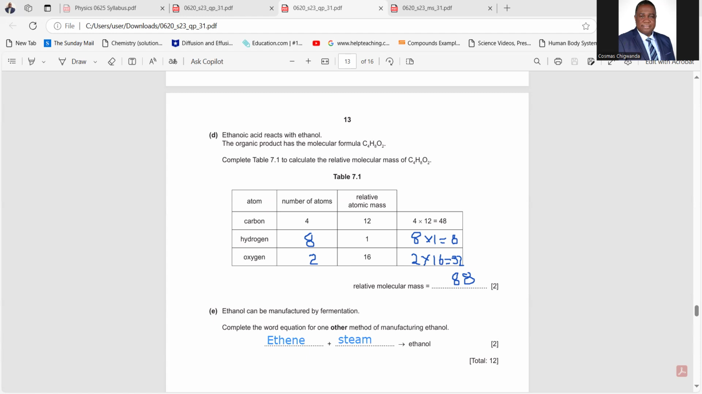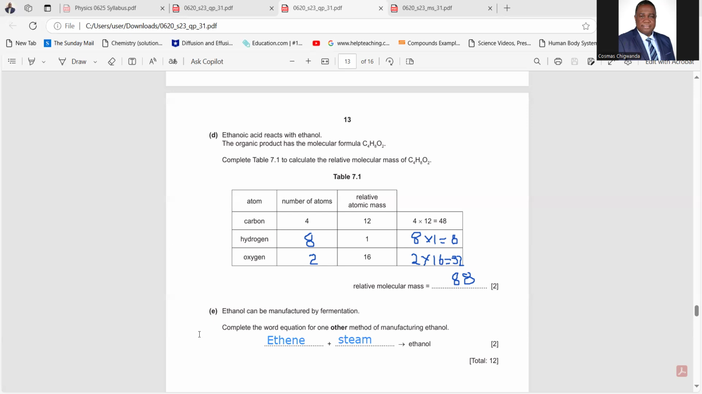So there are 2 acceptable answers here. You can either say ethene plus water or ethene plus steam. I hope you remember that water can exist in 3 physical states at room temperature. It can be liquid water that we drink. If you put the water in a freezer, it becomes ice, but if you boil it, it becomes steam. So in this case, we want to make the reaction faster. So we say ethene plus steam, and then we get ethanol. So that's the answer to part D.